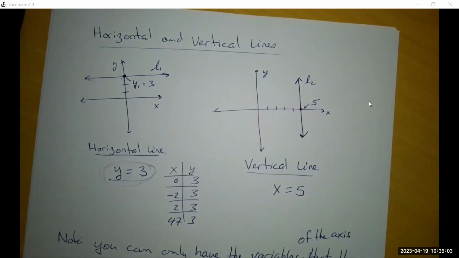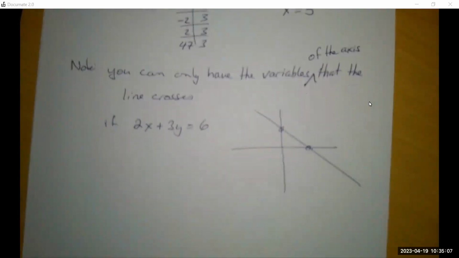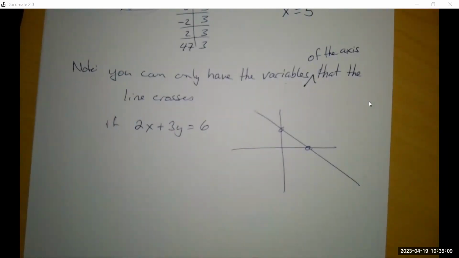Make sense? Makes sense now. But yeah, that's very important though. You can only have the variables in which your line crosses the axis.